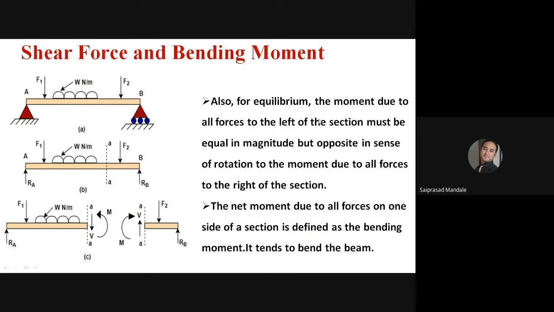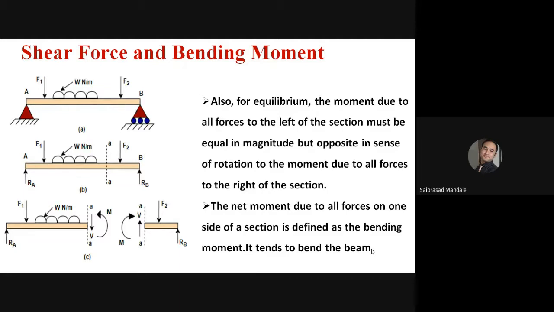Also, for equilibrium, the moment due to all forces to the left of the section must be equal in magnitude but opposite in direction to the moment due to all the forces to the right of the section. The net moment due to all forces on one side of the section is defined as the bending moment. It tends to bend the beam. Means as per the condition of equilibrium, in order to keep any beam in equilibrium, there are three different conditions that have to be satisfied by that particular beam.